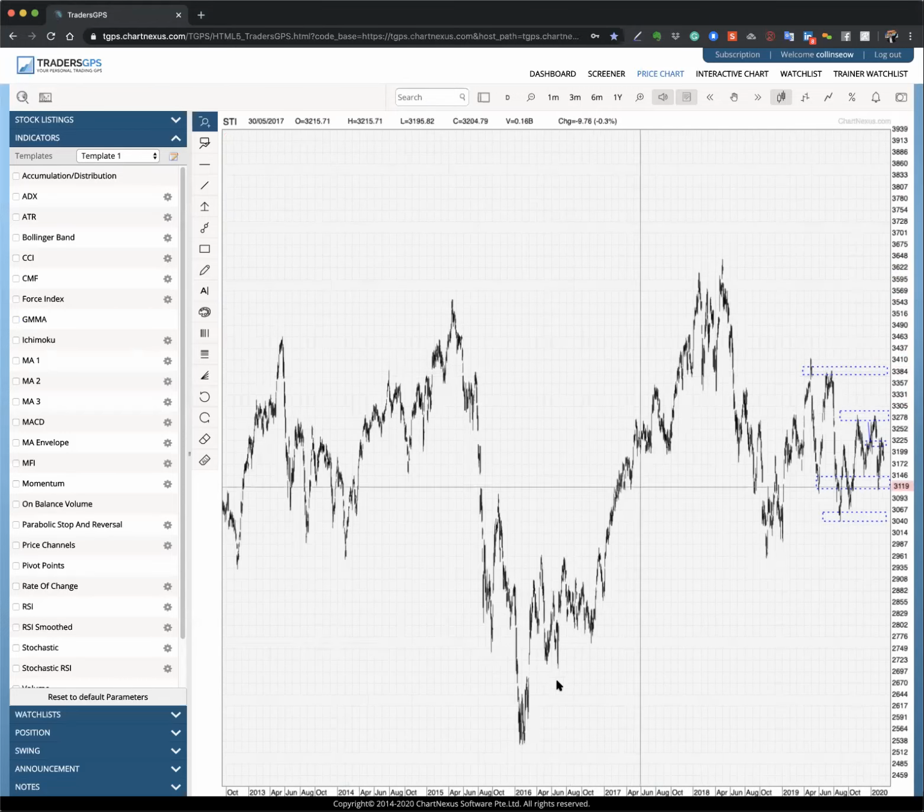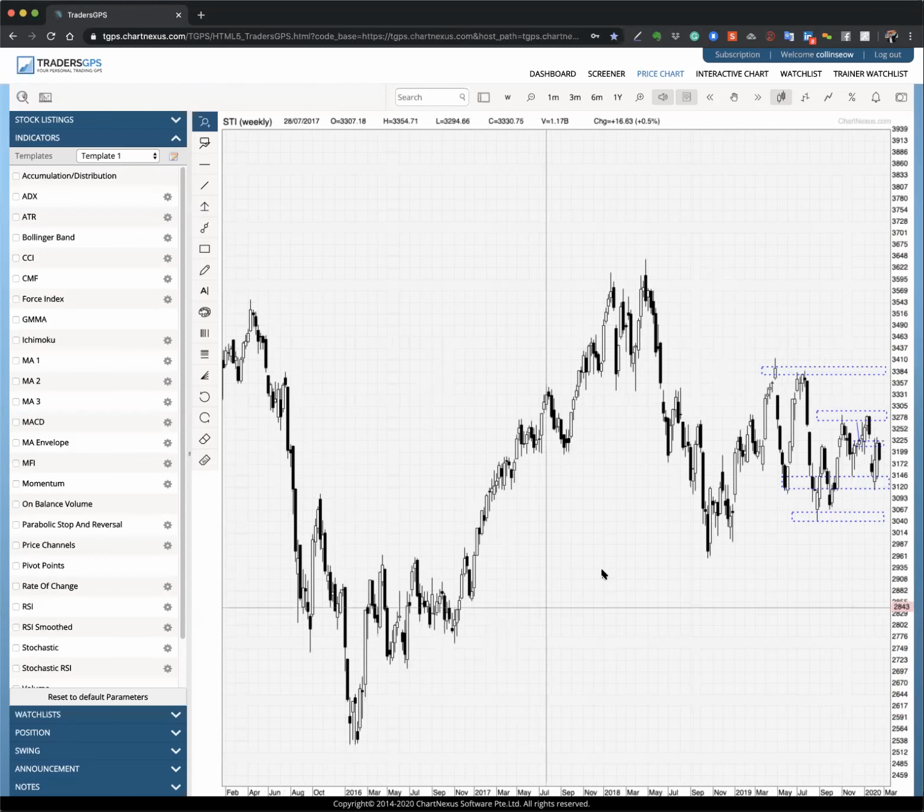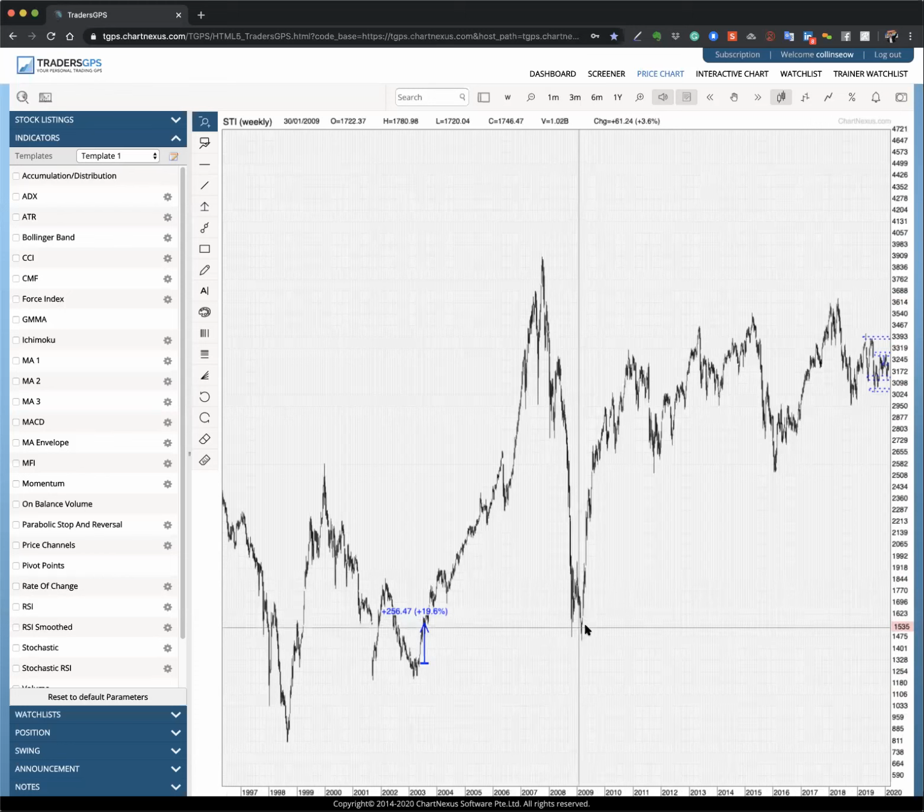Oh, this is the 2016 crisis. I think this was the Europe crisis. This was the Europe crisis. And this was the Asia financial crisis. This is the Asia financial crisis. The global financial crisis. This is the Europe crisis.